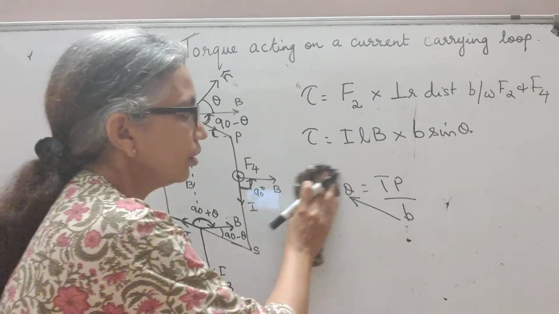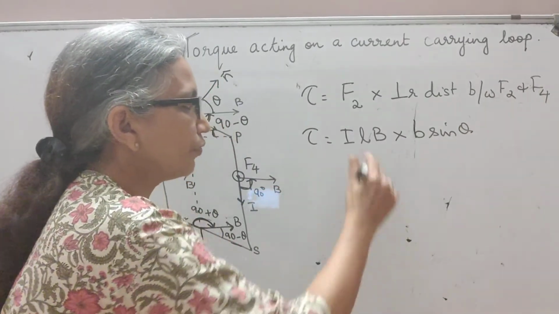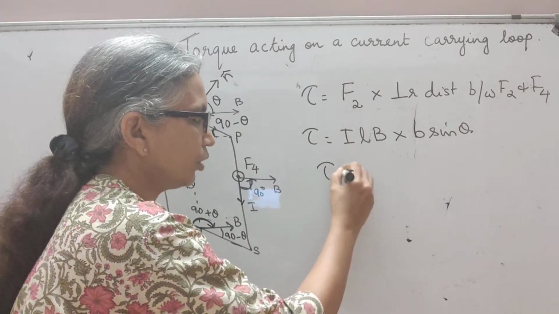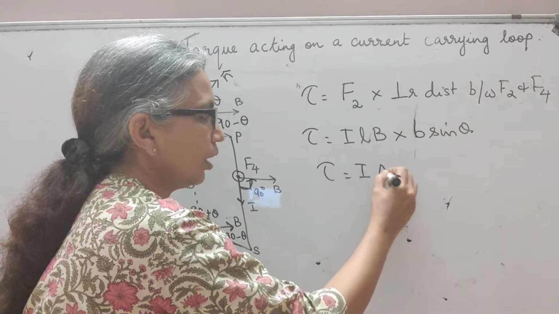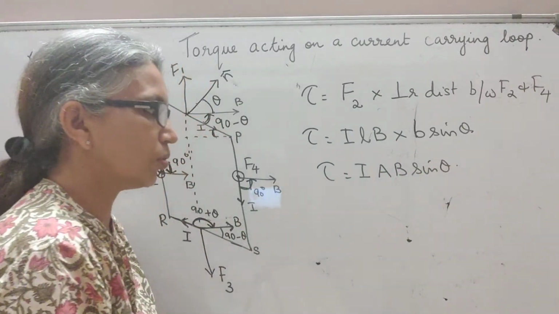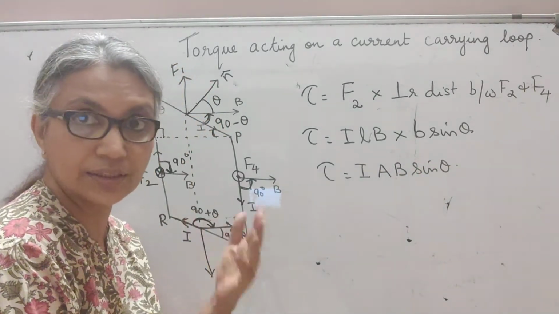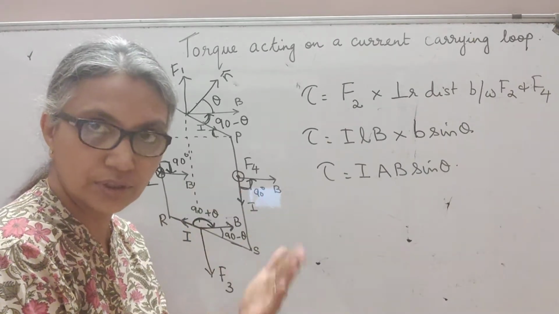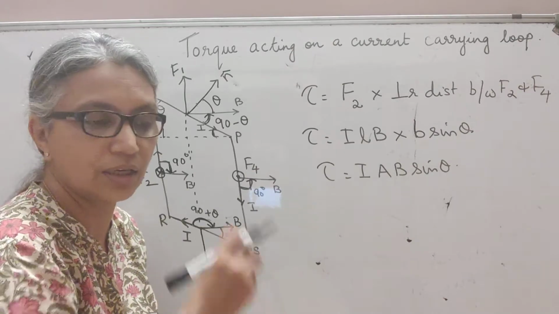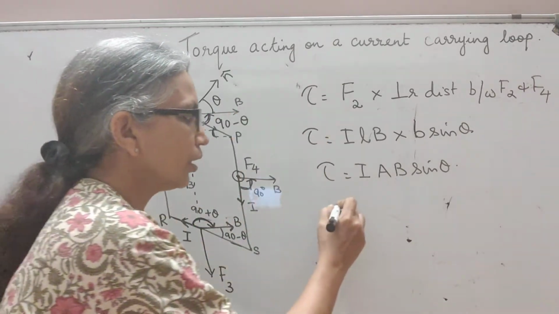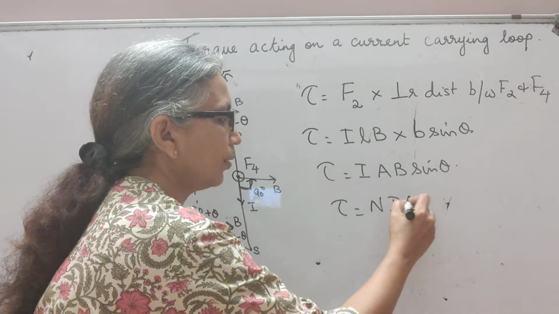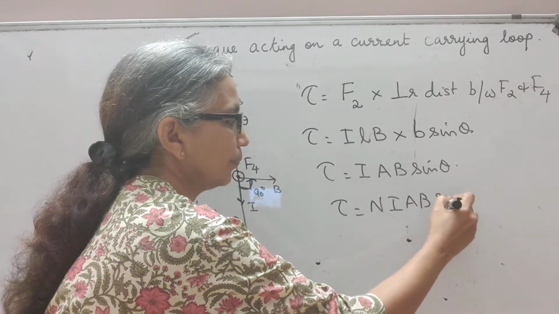Now, what is length into breadth of the coil? Length into breadth of the coil is the area of the coil. So, tau is equal to I A B sine theta. This is if it has, let's say, one turn. Suppose this coil has N turns of wire, or current carrying coil wound over it. Then, if there are N turns, it will be N I A B sine theta.